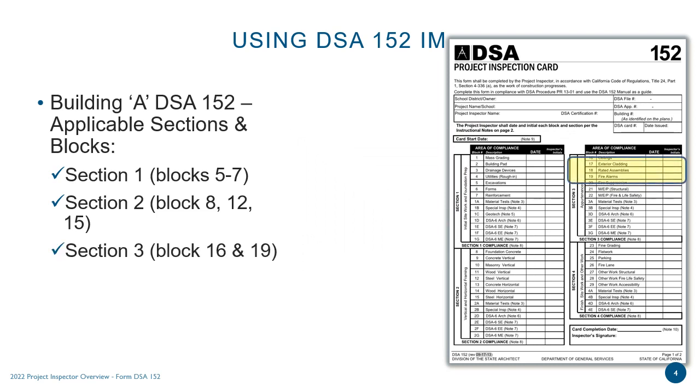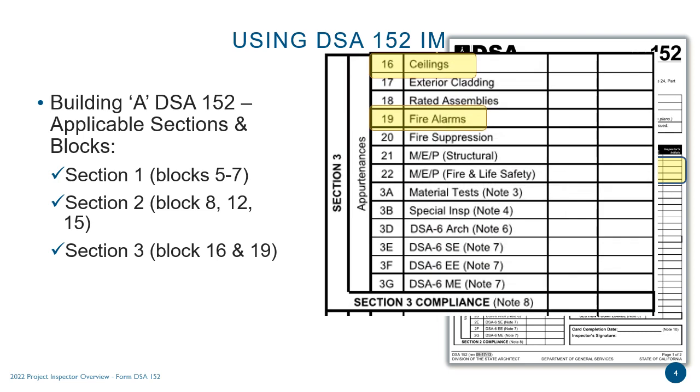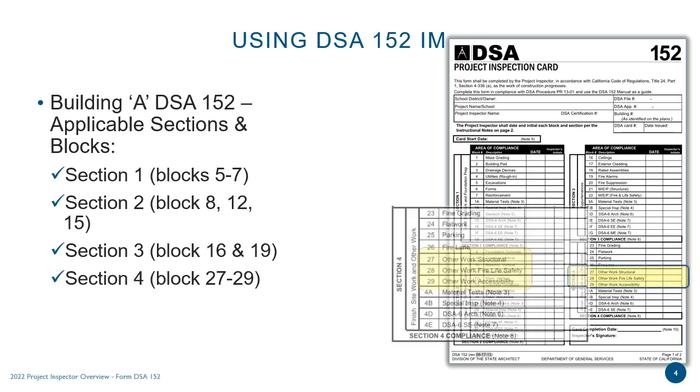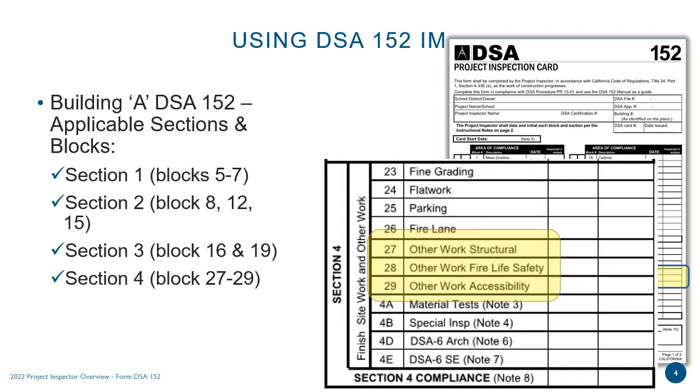Section 3, the applicable blocks would be blocks 16 and 19. And the ceilings, the reason for the ceilings was because there would need to be some modification to the existing ceiling to remove that bearing wall and to have the sliding partition and to provide probably some lateral bracing for that steel beam. And then there's going to be some modifications and new fire alarms that might be put in as well. And for section 4, blocks 27 through 29, and these are going to be any other structural work or other fire life safety work or other accessibility work.